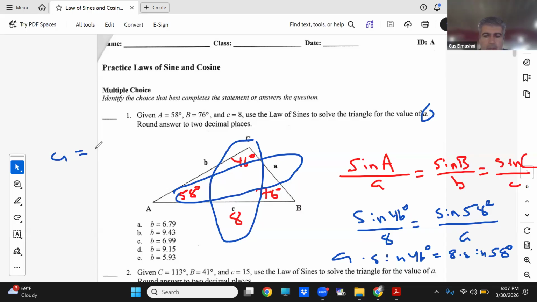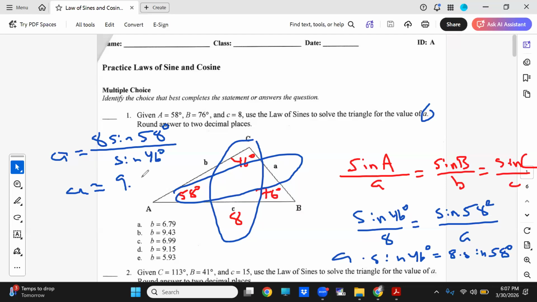So little a is going to equal 8 sine 58 degrees over sine 46 degrees. And we work that out. You should get 9.43. Okay. So it's pretty straightforward.